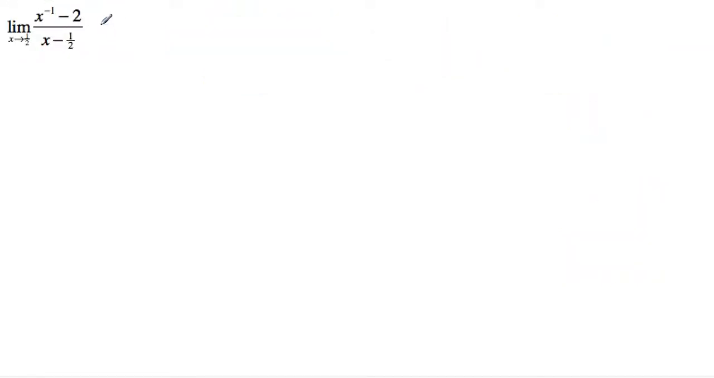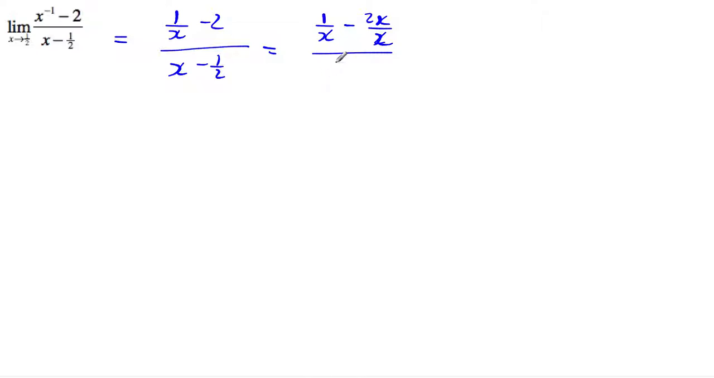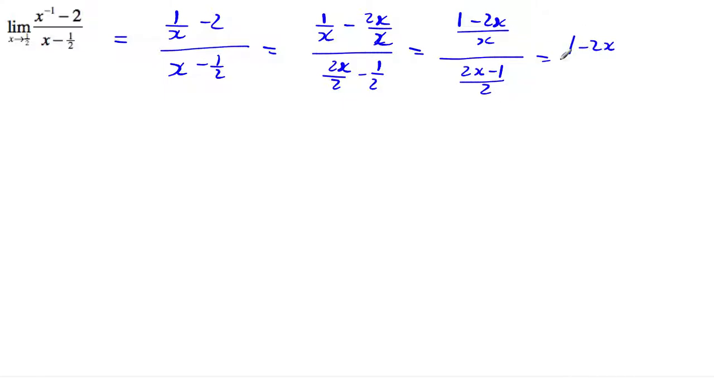Here, same sort of deal. That negative exponent is just trying to trick you up. That's 1/x minus 2 over x minus 1/2. So we could say this is 1/x minus 2x/x, that's an x, over, well, we say this is 2x/2 minus 1/2. So we get (1 minus 2x)/x over (2x minus 1)/2, which is (1 minus 2x)/x times 2/(2x minus 1).